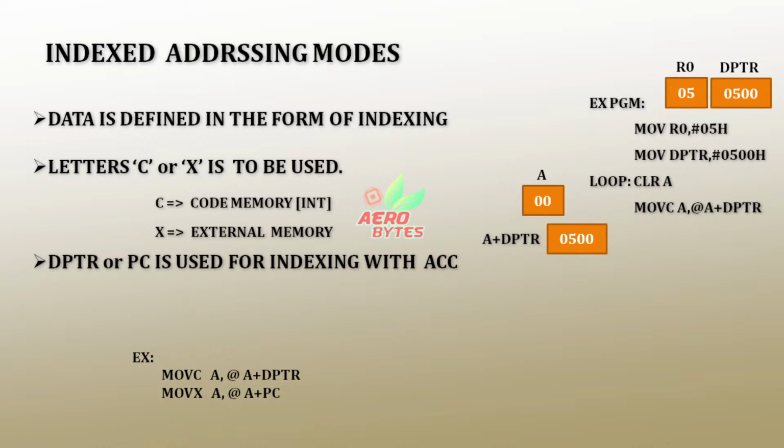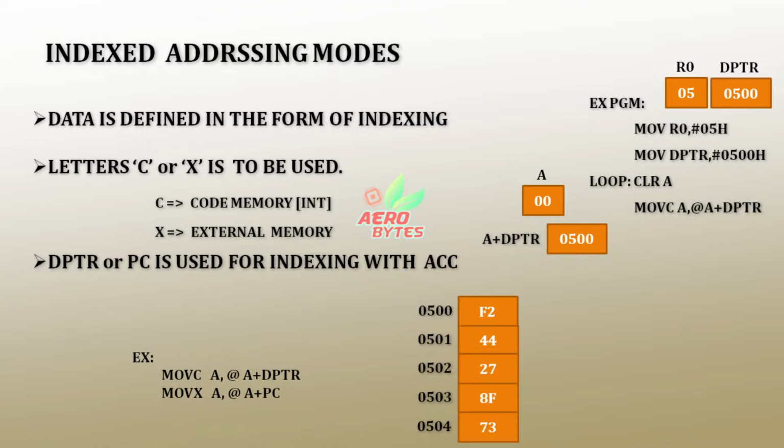The @ symbol indicates that it is taken as an address. So consider memory locations 500, 501, 502, likewise. The data at 500 is transferred to the accumulator. 500 is taken as an address; go to that address, take the data, that is F2. That data is transferred to the accumulator. Then MOV P1, A means the accumulator content is transferred to port 1.